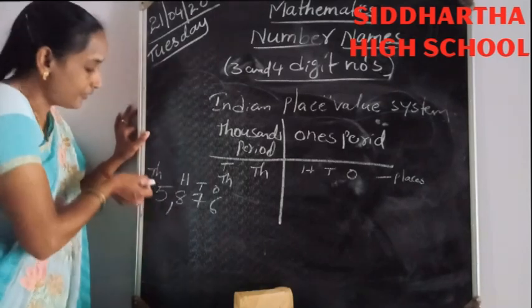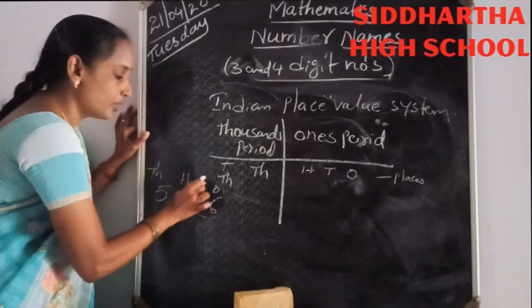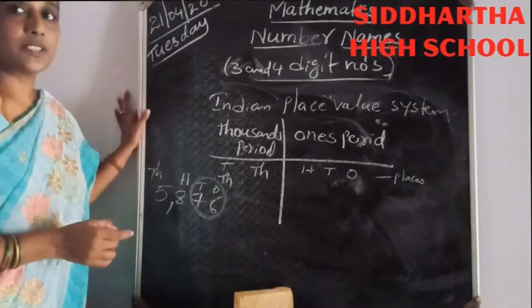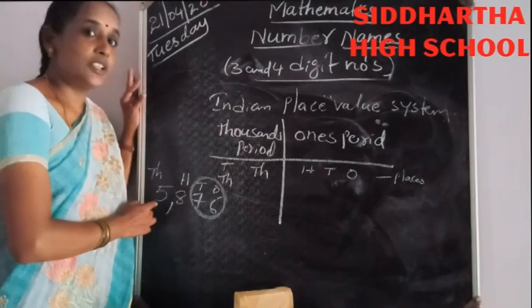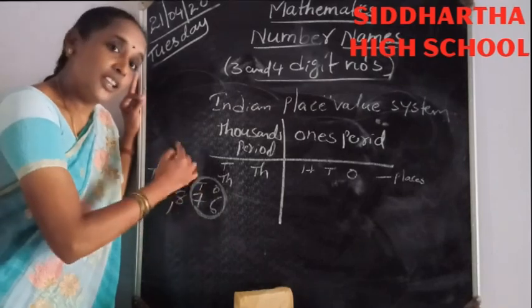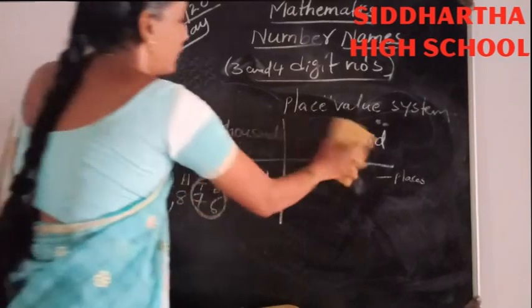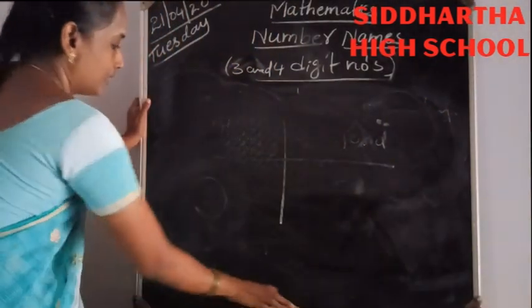Now to read 5,800, I told you already, don't read separately. To read this one, the ones and tens places are combined. This is the 76. 5,876. Okay children.